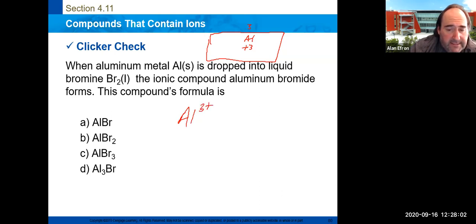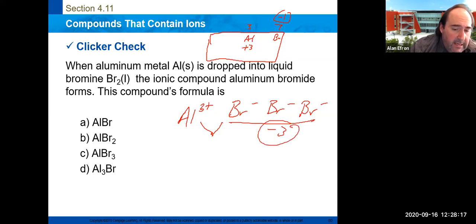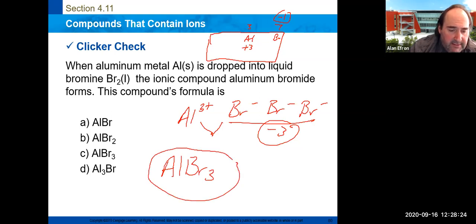Bromine is in group 7, and everybody in group 7 will form a -1 charge. So again, when we put this together, we need not one of these guys, but basically we need 3 of them to get to our -3 to balance it out, which means aluminum bromide would look something like this, which looks like it is C.